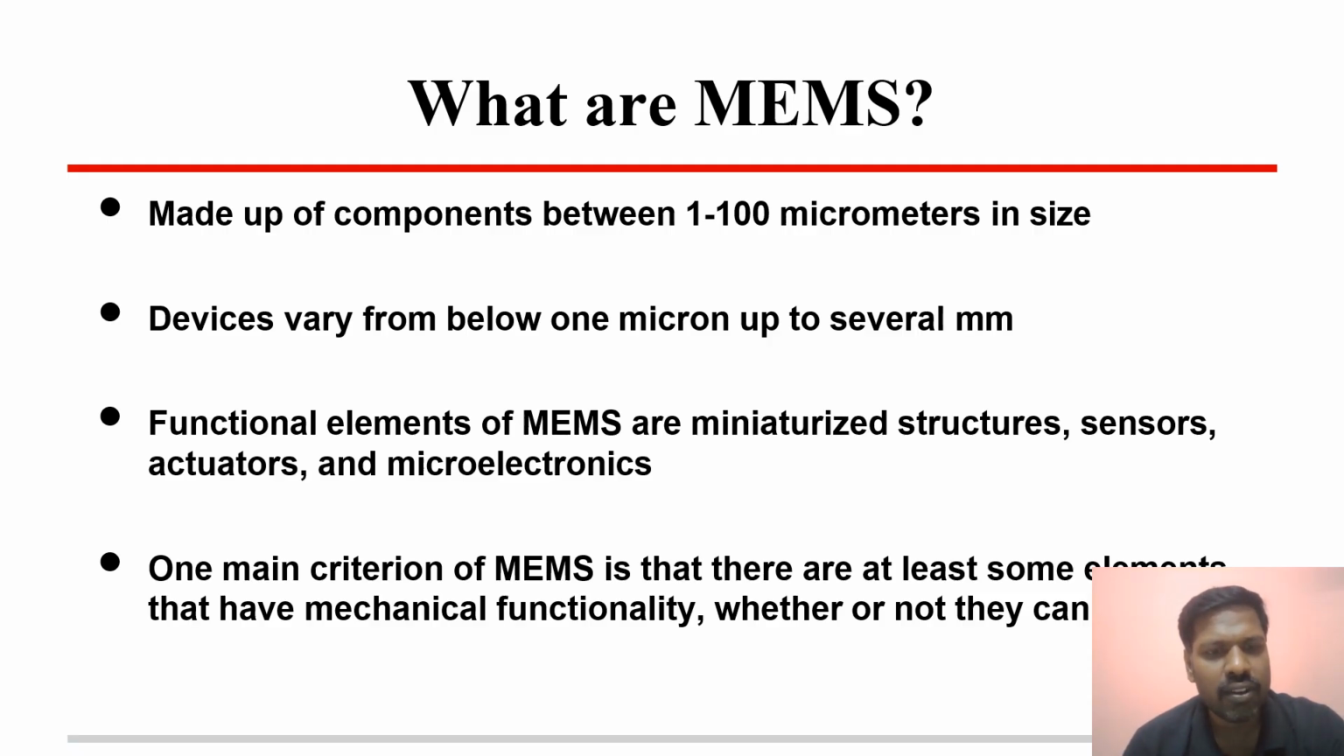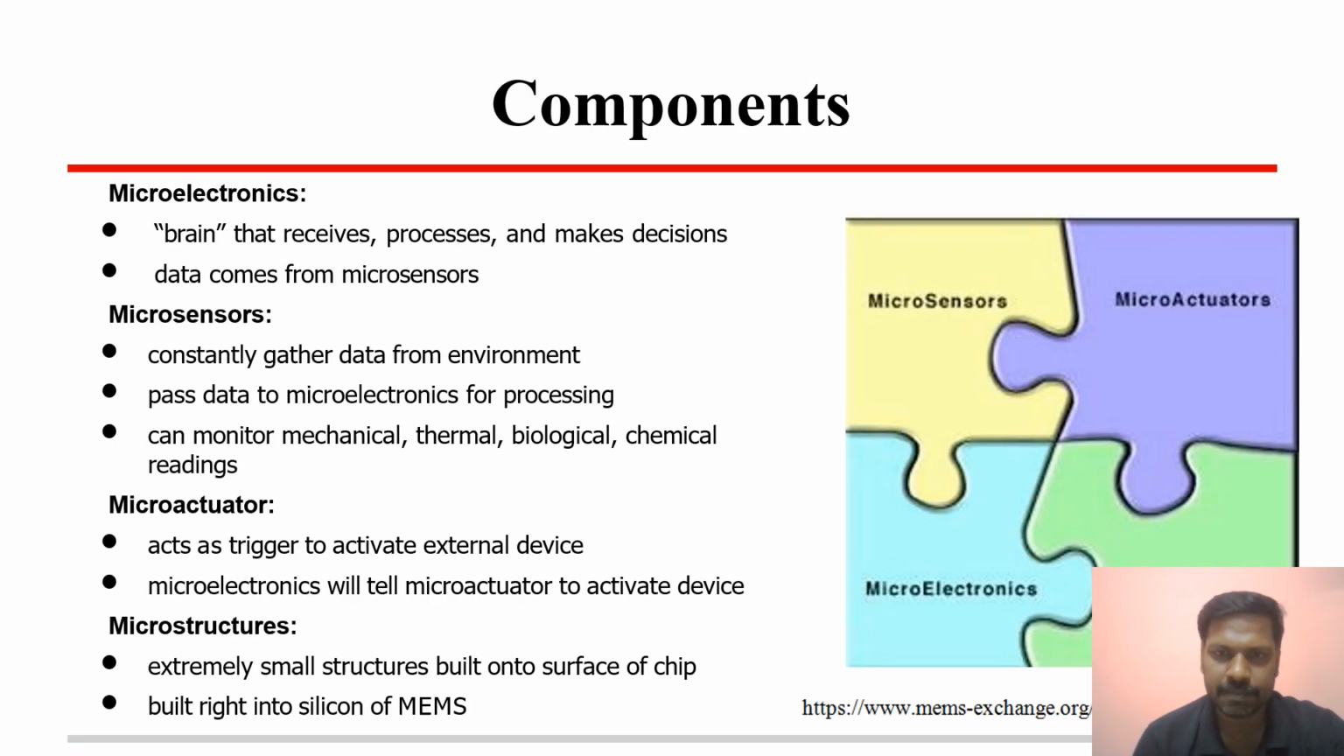MEMS consists of four main components. First, microelectronics, which act as the brain of the system. Second, microsensors, which collect data from the environment such as pressure, temperature, and motion. Third, microactuators, which convert electrical signals into physical action. Fourth, microstructures, which are very small mechanical parts built into a silicon chip.